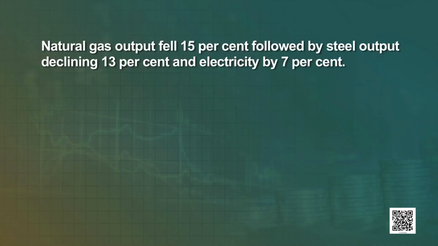These 8 industries comprise more than 40% of the weight of the items included in the Index of Industrial Production. The index was pulled down by a broad-based contraction witnessed in 7 out of the 8 core sectors of the economy. Learners, the biggest fall was seen in cement output as it slumped by a massive 25%, reflecting how severely construction activity has been impacted. Natural gas output fell 15%, followed by steel output declining 13% and electricity by 7%.